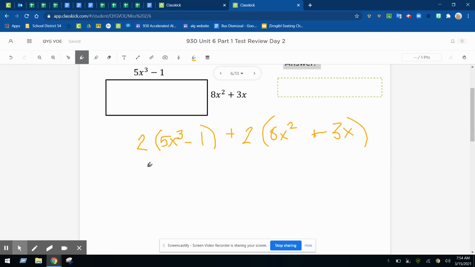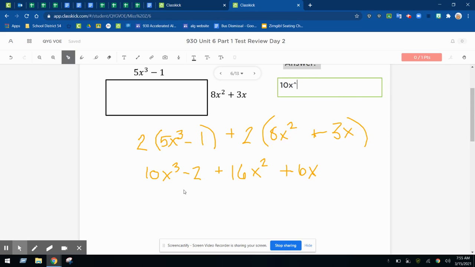So I'll multiply each side by 2 first. So I'll get 10x cubed minus 2 plus 16x squared plus 6x. And I would combine like terms if I could. In this case, I really can't. So I'm just going to put it in standard form: 10x to the power of 3 plus 16x to the power of 2 plus 6x minus 2. There we go.